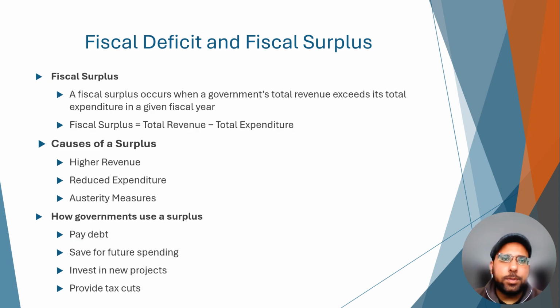Okay, a fiscal surplus occurs when a government's total revenue exceeds its total expenditure in a given fiscal year. So in other words, the government is earning more than it is spending, creating an excess of funds. Now, you've heard us use the phrase fiscal year quite a few times. Fiscal year, in essence, is just a 12-month accounting period for a lot of self-employed individuals, for corporations to a certain degree, or certain entities.